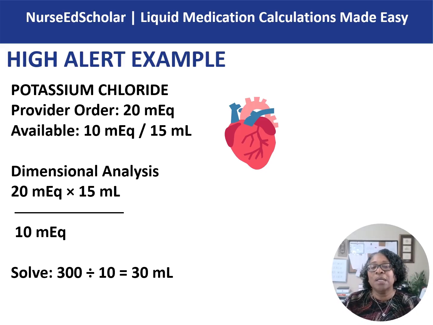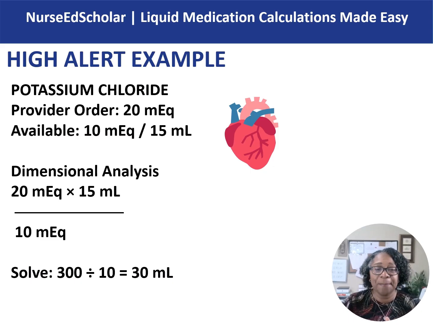And what's available in the hospital is 10 milliequivalents per 15 milliliters. So setup is the same way. What is ordered is in your numerator, which is the 20 milliequivalents. In the denominator is what's available, and that's that 10 milliequivalents. And so 20 divided by 10 is 2. And then remember, in the dose available, that 10 milliequivalents came per 15 milliliters. So you're going to take that 2 and multiply that by 15. And so you're going to give your patient 30 milliliters. Okay?